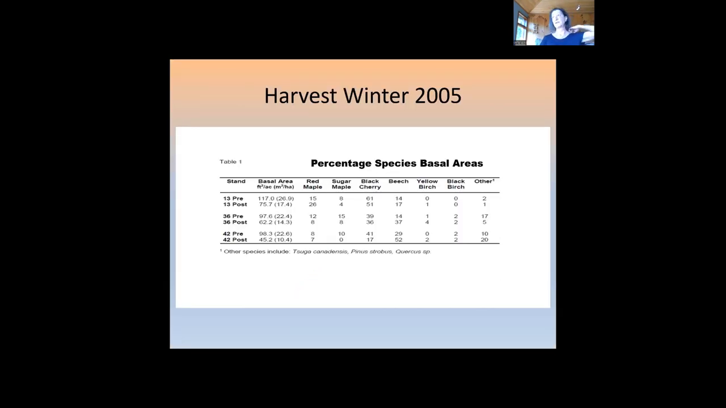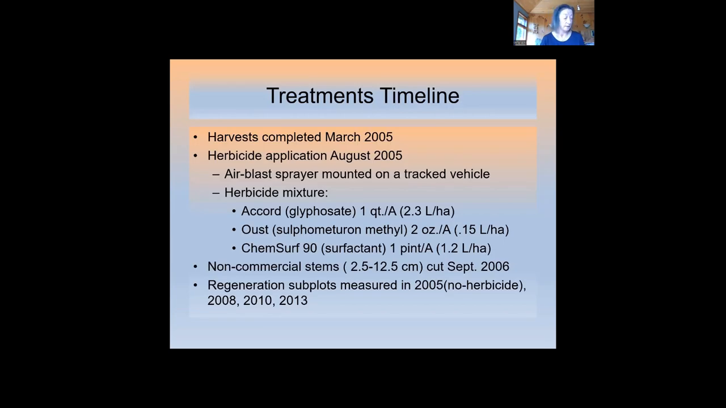Okay, so the stands were harvested in the winter of 2005, and the stands are identified by number: 13, 36, and 42. This is just looking at the pre- and post-harvest residual basal area in each one of the stands. You can see they're a little bit different in species composition, but primarily dominated by black cherry and beech after the harvest. So the harvests were completed in March of 2005.